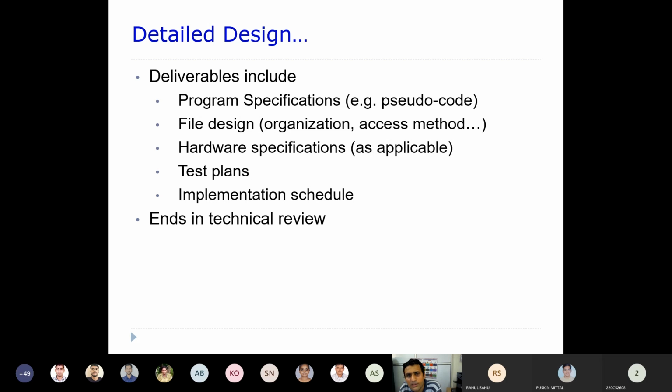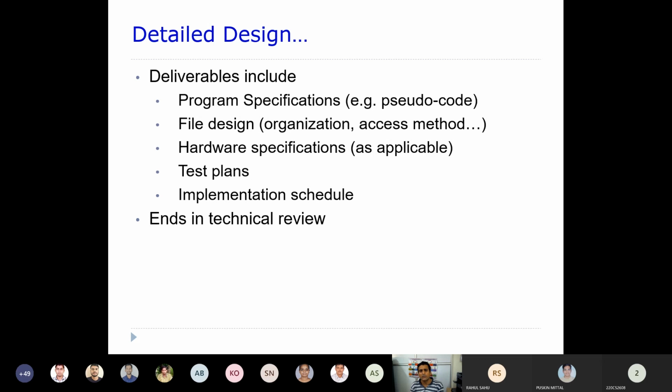Part of detailed design, you will also be giving some sort of test plans, and then implementation schedules. That is, within how much time you need to implement that particular module, and how you are going to test that particular module. So the testing plans should also be mentioned out here. And usually this phase ends with a technical review.